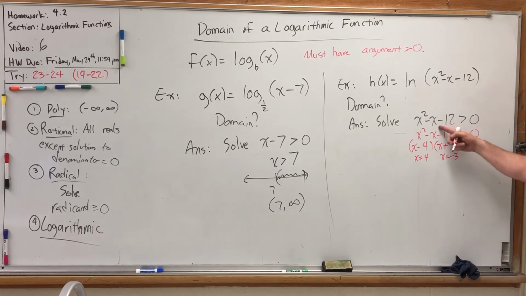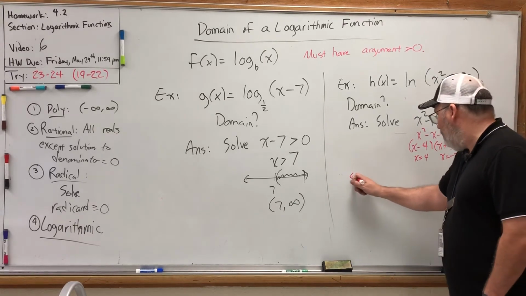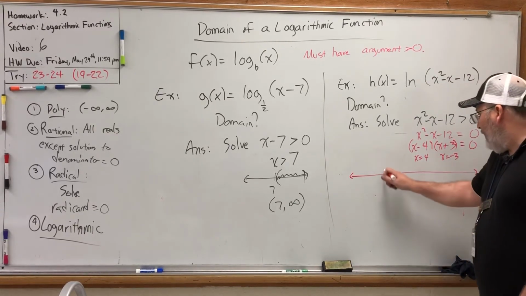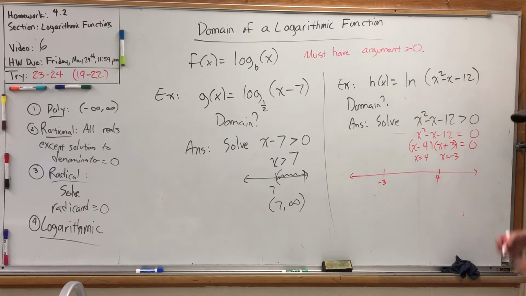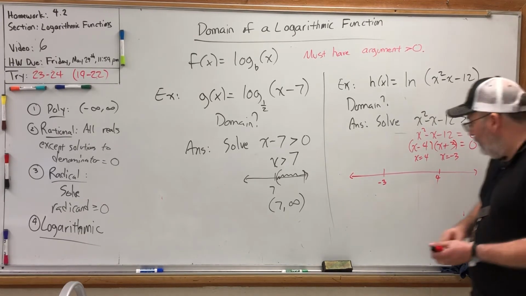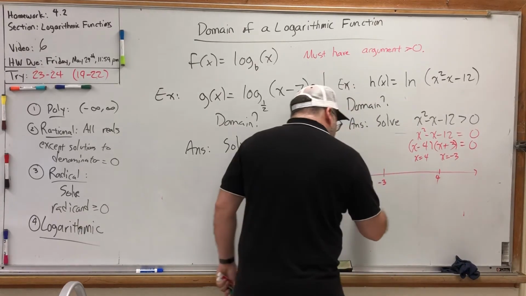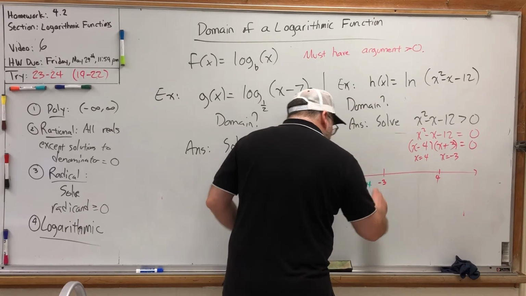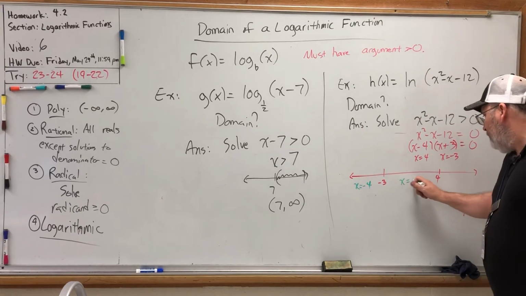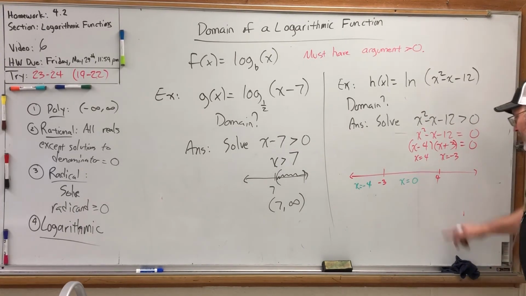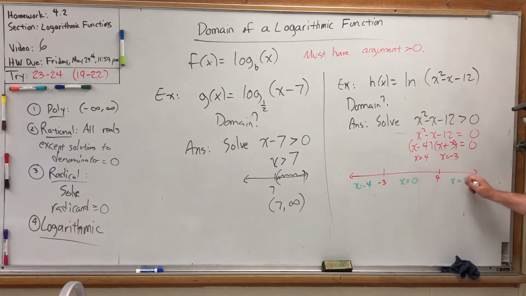When solving a polynomial inequality, these numbers partition the number line. So you get out a number line and you cut it at negative 3 and 4. Then you pick test values out of each interval. So a number to the left of negative 3 might be x equals negative 4. A number between negative 3 and 4, I choose 0. I'll choose 0 when I can. And a number greater than 4 like 5.